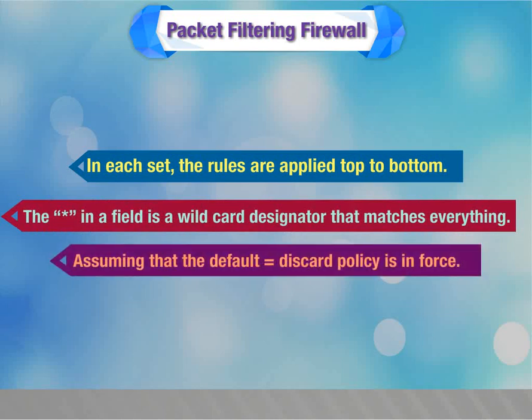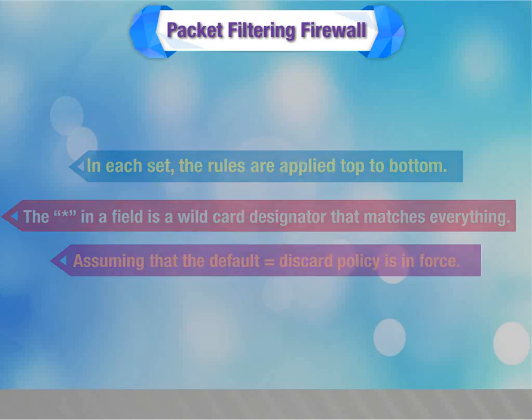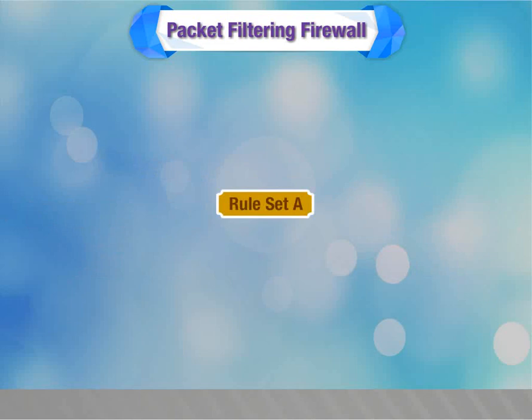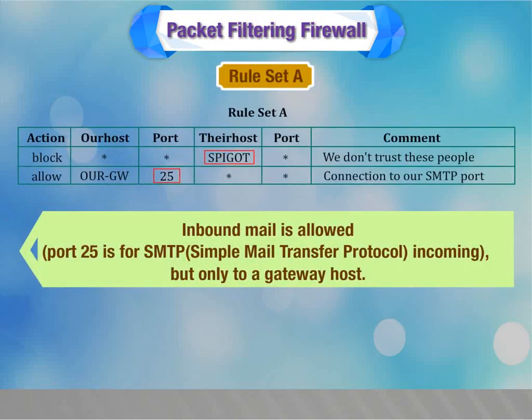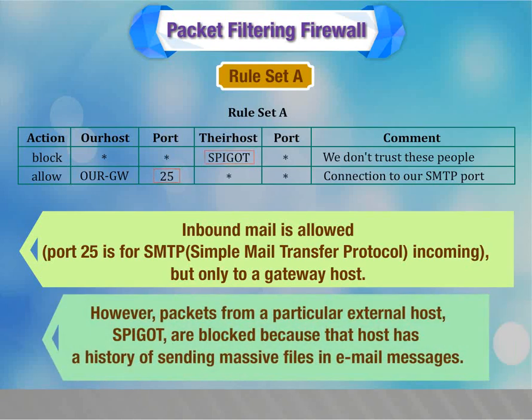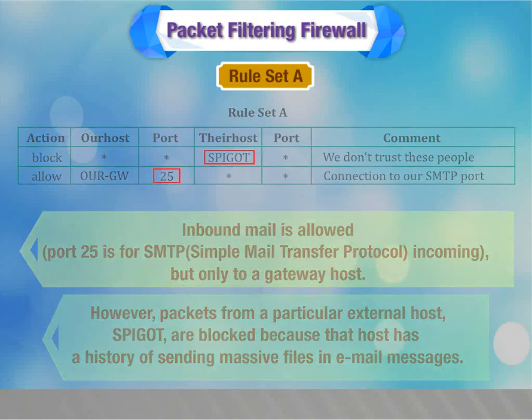Assuming that the default equals discard policy is in force, rule set A. Inbound mail is allowed, that is, port number 25 is for SMTP, Simple Mail Transfer Protocol, incoming, but only to a gateway host. However, packets from a particular external host, SpyGod, are blocked because that host has a history of sending massive files in email messages.